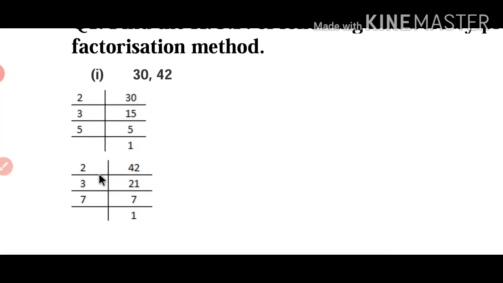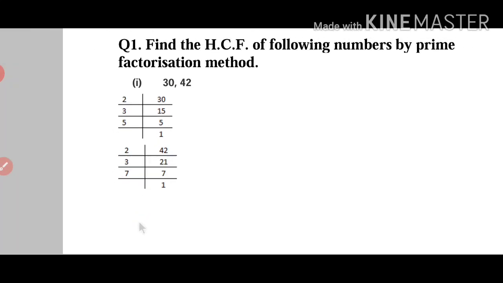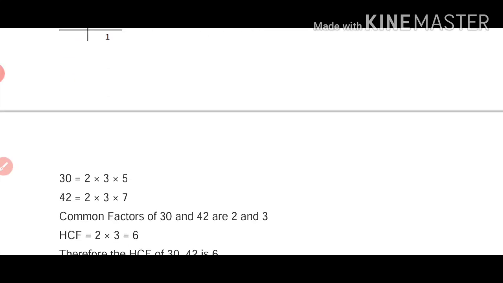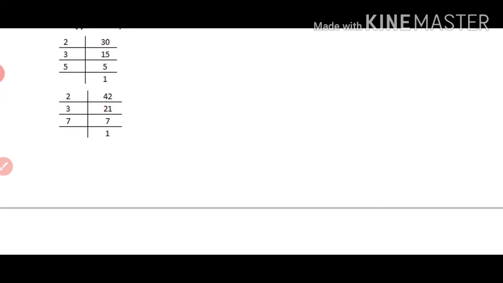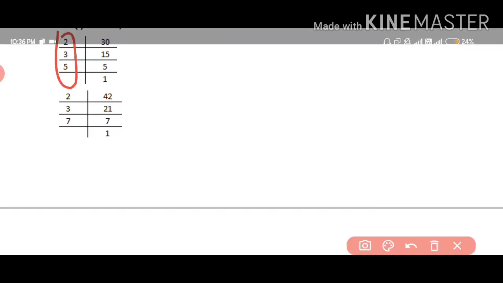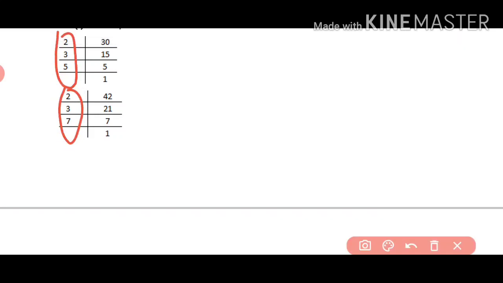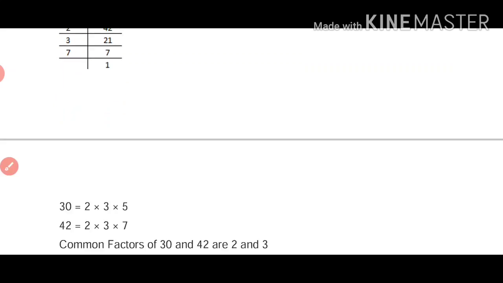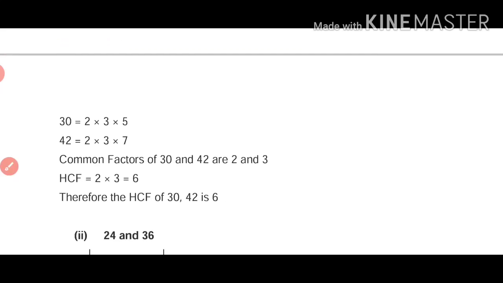Same here for 42. So 2 21s are 42. Then 21 after 2 is divisible by 3. So take 3. So 3 7s are 21, and 7 is divisible by itself, so we take 7. 7 1s are 7. Now write its factors. So 30 is equal to 2 multiply 3 multiply 5, and 42 is 2 multiply 3 multiply 7.